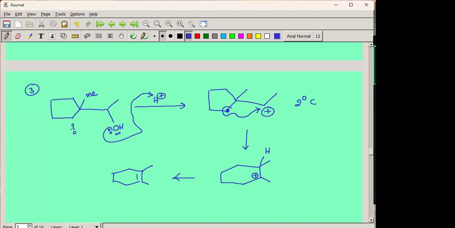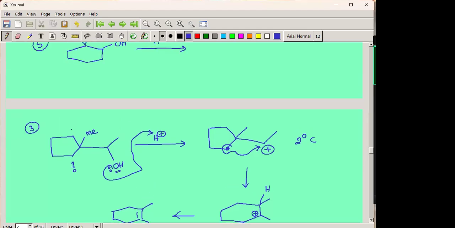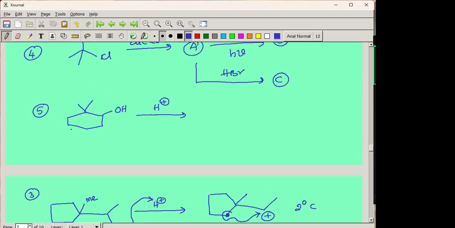So that's why I'm going to explain this example. What about the 5th example? In the case of the 5th example, is there any possibility of ring expansion, or otherwise the normal reaction will take place? Yes.